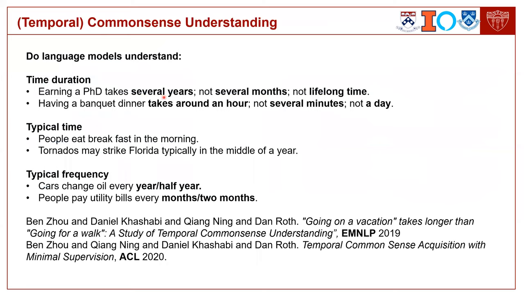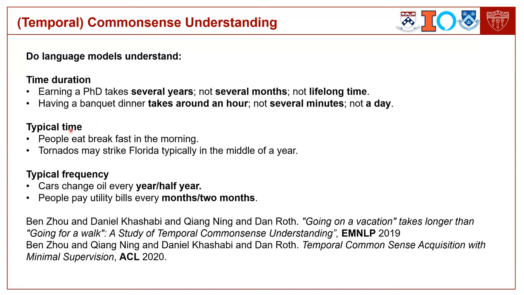Another interesting problem is about temporal common sense understanding of events. So actually, there are three different kinds of temporal common sense understanding. That concerns, do language models understand time duration, typical time, and typical frequency? So time duration means we can ask a language model, does it understand that earning a PhD takes several years, but not several months, and not a lifelong time, hopefully, right? And also having a banquet dinner should take around an hour or 2 hours, but not several minutes or the entire day, right?